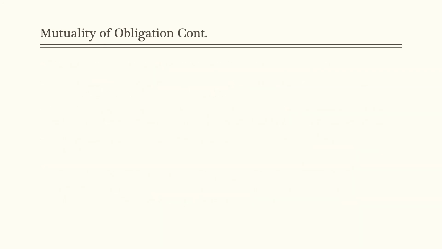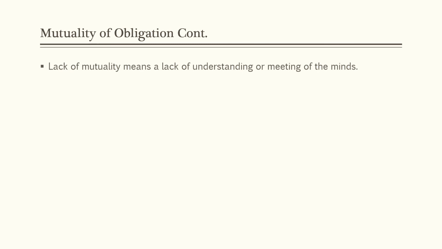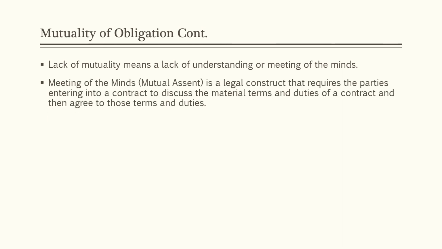What happens if a contract lacks mutuality? Lack of mutuality means a lack of understanding or a lack of a meeting of the minds. Meeting of the minds is just really mutual assent in modern contract law. It's a legal construct that requires the parties entering into a contract to discuss the material terms and duties of a contract and then agree to those terms and duties. It's offer and acceptance.